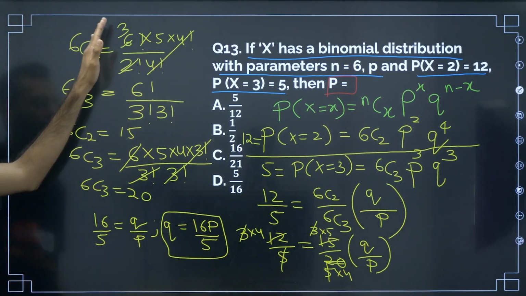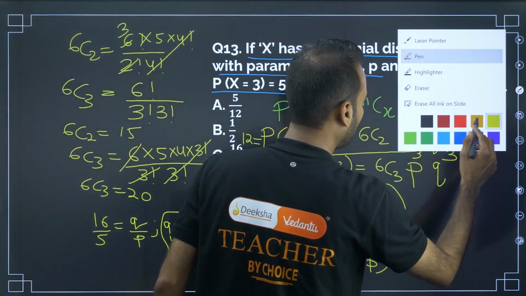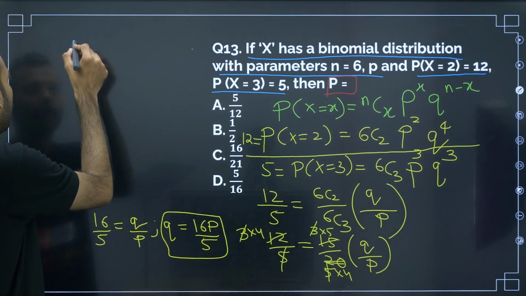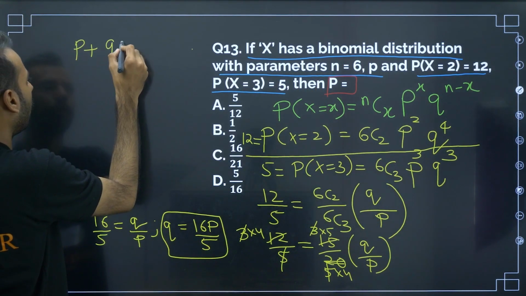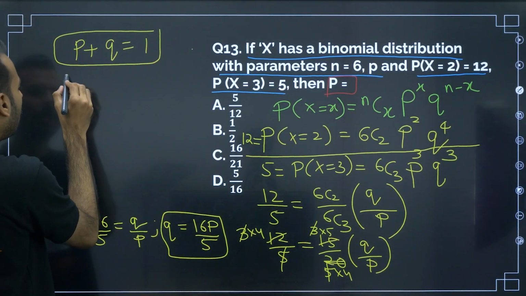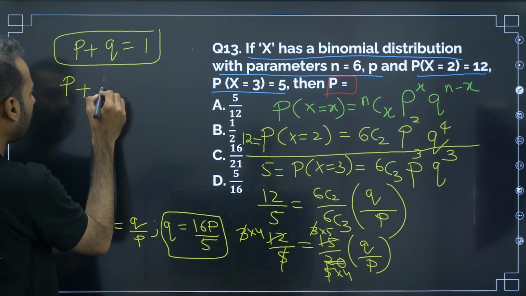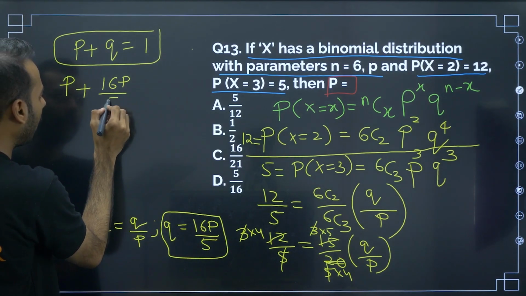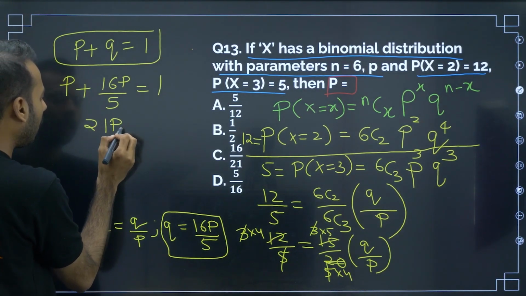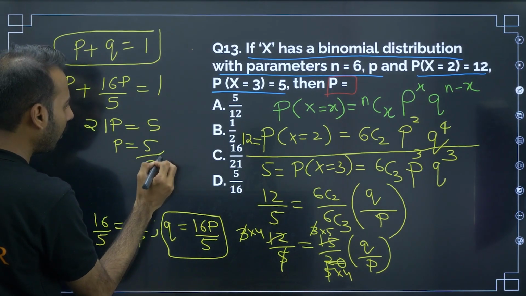If you want to make a note of this, you make a note of this. I am going to erase because of space constraint. Moving on to next. q is equal to 16p divided by 5. p plus q is equal to 1. This is a synopsis point. So in place of p, I am keeping p only, and in place of q, I am writing 16p divided by 5, equal to 1. If I take LCM, 21p is equal to 5. So p is equal to 5 divided by 21.